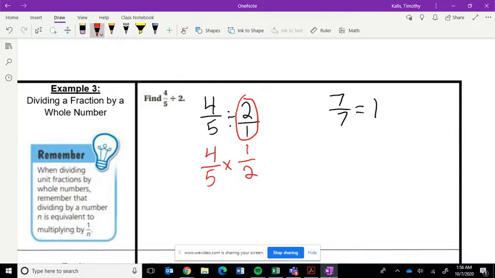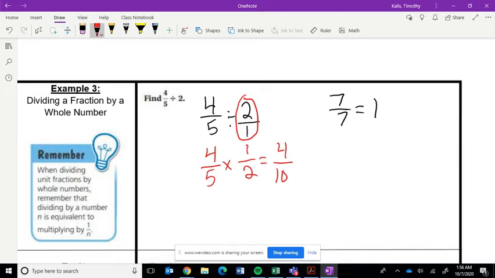So now we take 4 times 1, which is 4, and 5 times 2, which is 10. Then we have to ask ourselves, is 4/10 simplified? Is it in the simplest form? And the answer is no.